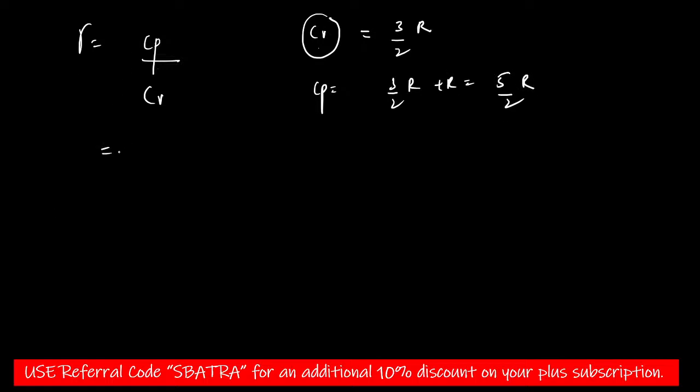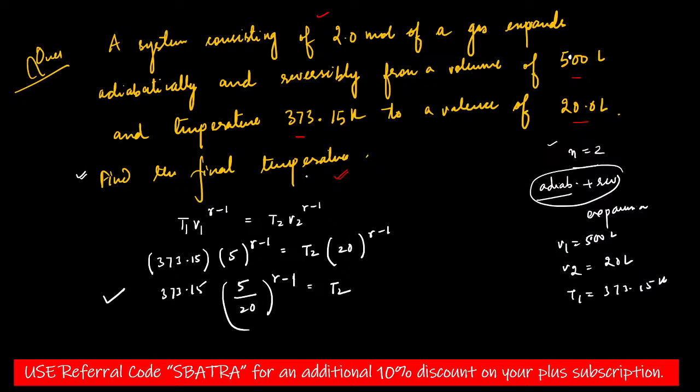Now we have to calculate gamma. So 5 by 2 R divided by 3 by 2 R, this value would be 5 by 3. So gamma is equal to 5 by 3, and gamma minus 1 would be 2 by 3.